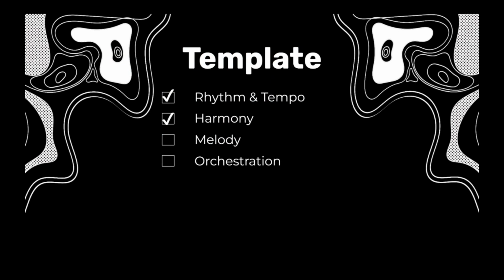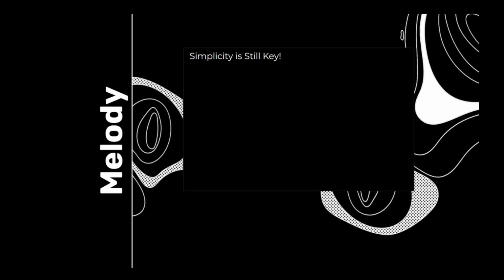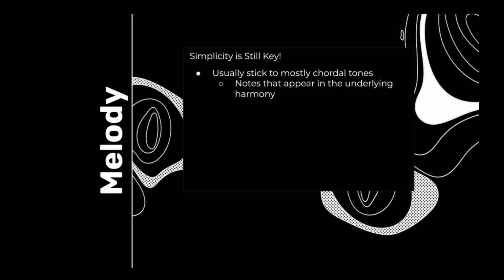With our chord progression ironed out, our next step will be to write a melody. Once again, our secret ingredient is simplicity. Most sad themes will stick to melodies that consist largely of just chordal tones, or notes that appear in the chords below.